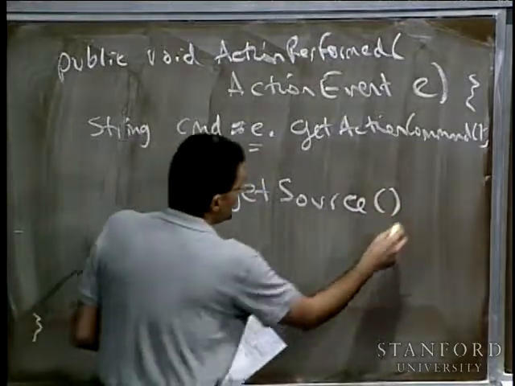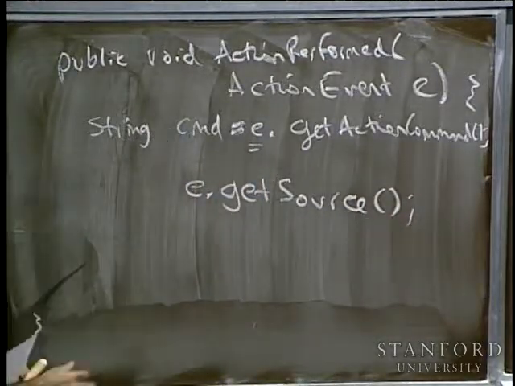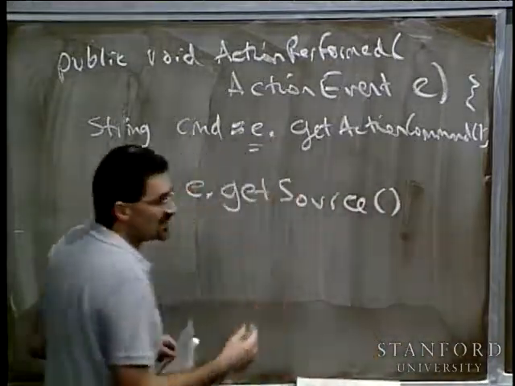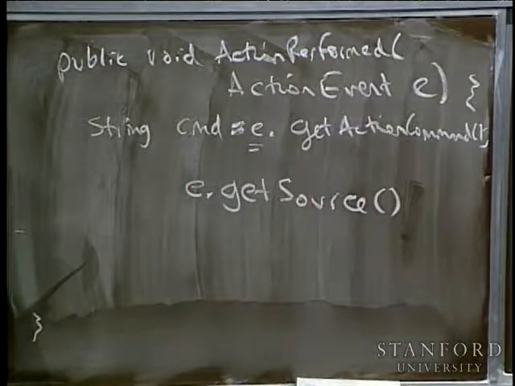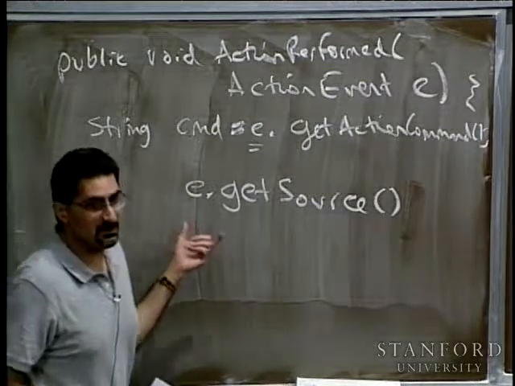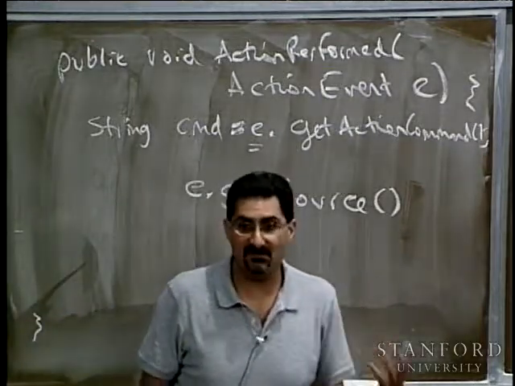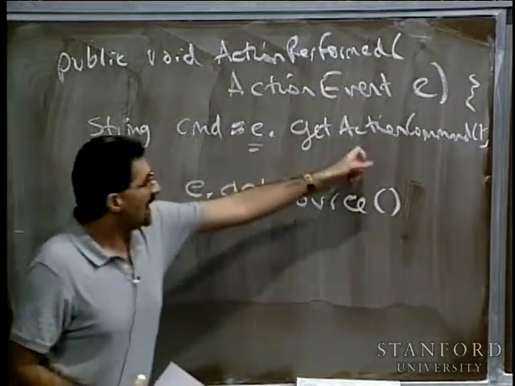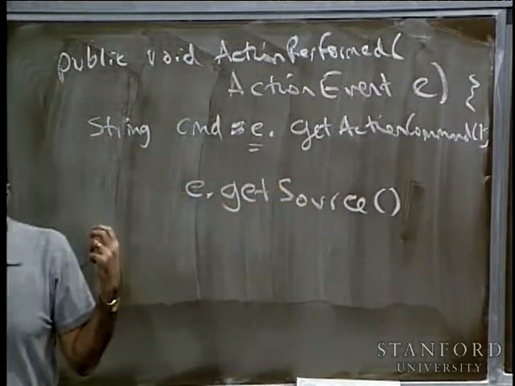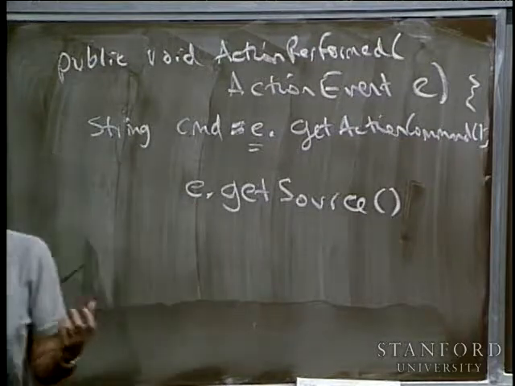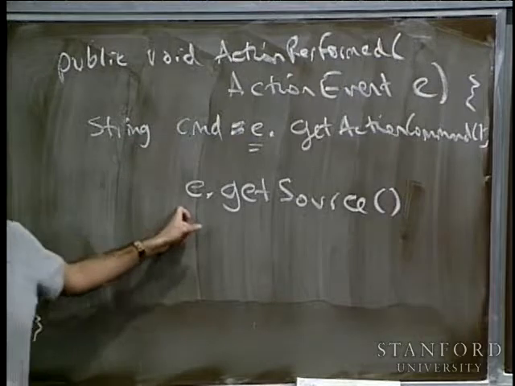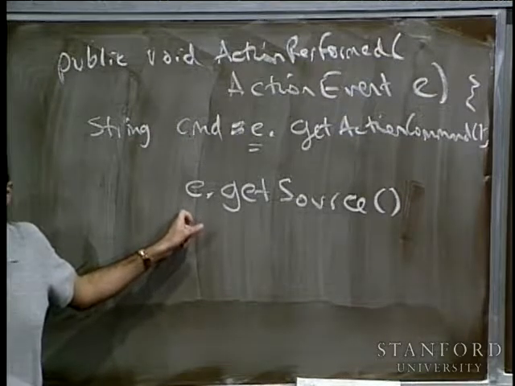Now, the interesting thing about what getSource returns to you, actually, let me not put the semicolon here right now, is that getSource actually returns to you an object. Okay? It returns to you the object that caused this event to be generated, which means if a button was clicked, e.getActionCommand will get the name of the button. e.getSource will actually give you a reference to the button object. So what you're getting back from this is an object. You're getting a reference to that object.